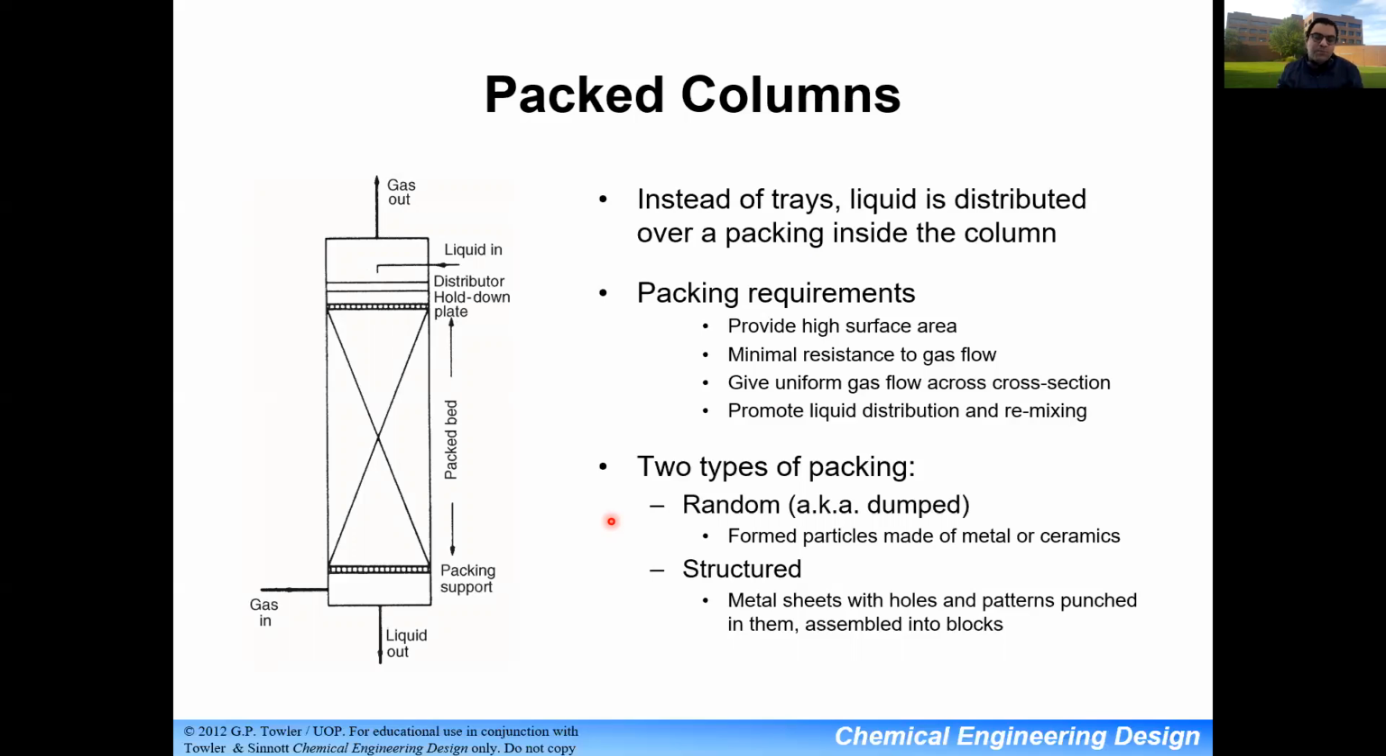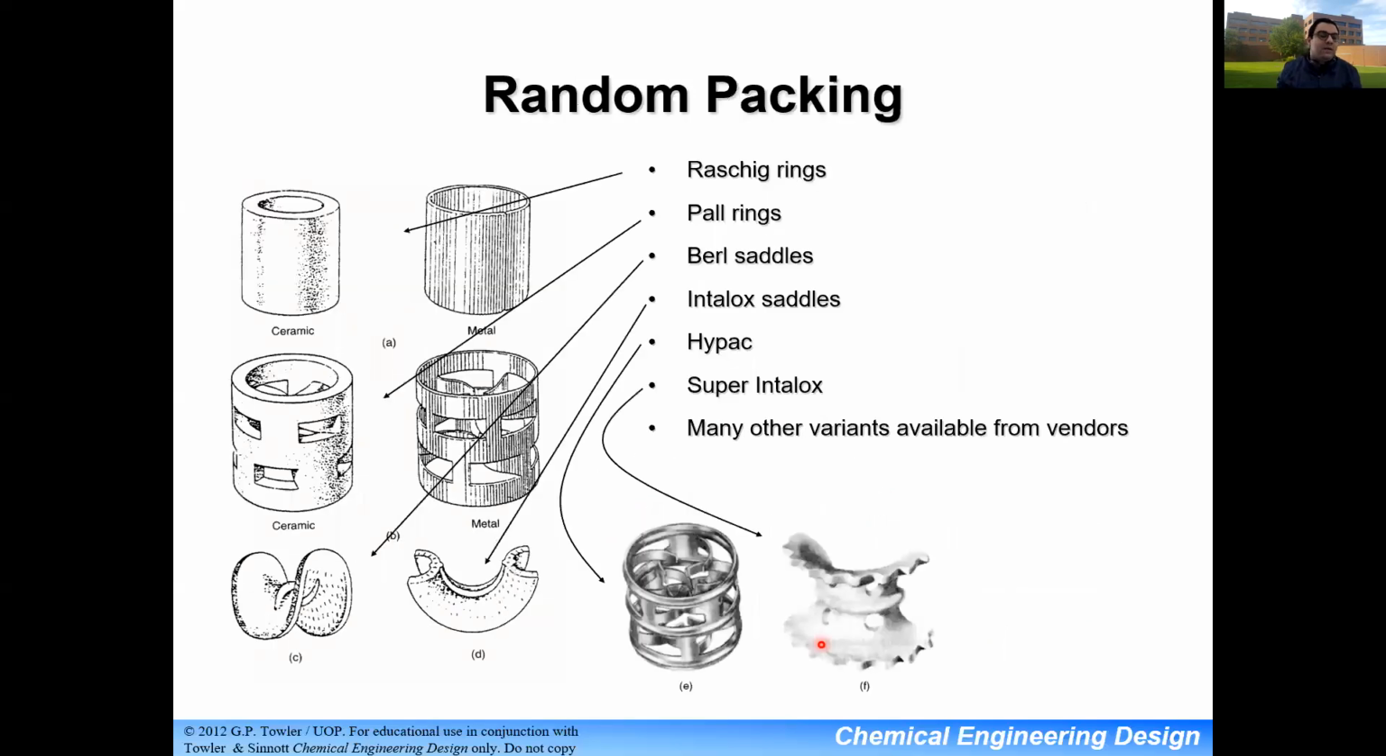to deal with. There are two types of packing: random packing, which is dumped, and then structured packing, which is metal sheets with holes and patterns punched into them. We'll have a look in a second. So random packing, these are common designs for random packing. You have ceramic ring, you have metal cylinder. You have a ceramic, this is called a pall ring. It's called a Raschig ring, Berl saddle. This is a Berl saddle. This is your Intalox saddle, Hy-Pak, Super Intalox, whatever. And this is what they look like.